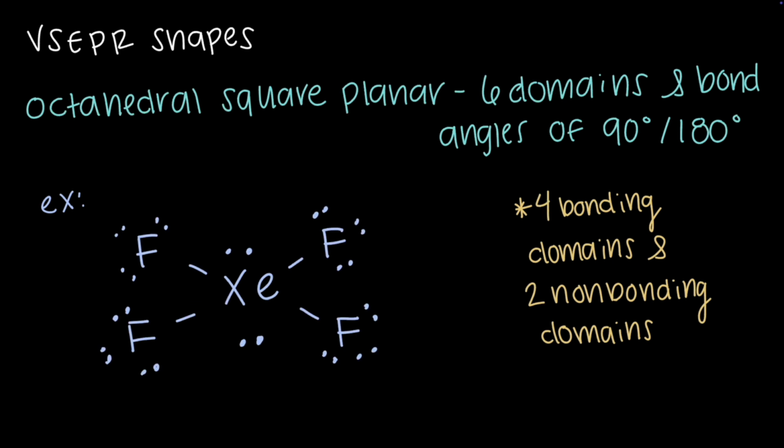Octahedral square planar with 6 domains, but 2 of those domains are lone pairs. Octahedral square planar will have a 90-degree bond angle in the center where all of the bonding domains will be, and the lone pairs at 180-degree bond angles away from each other. An example will be XeF4.